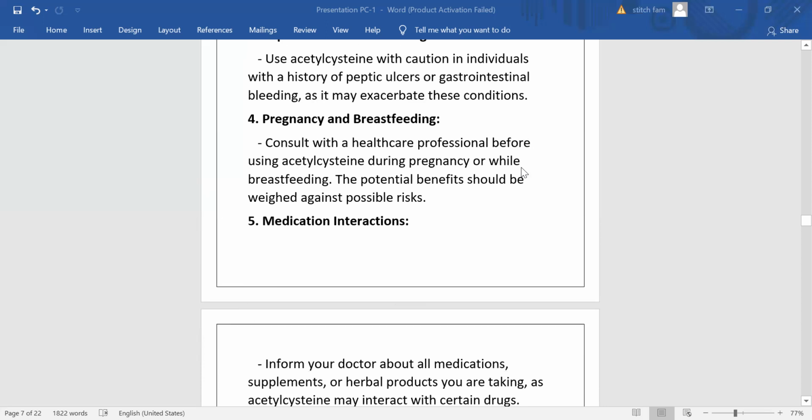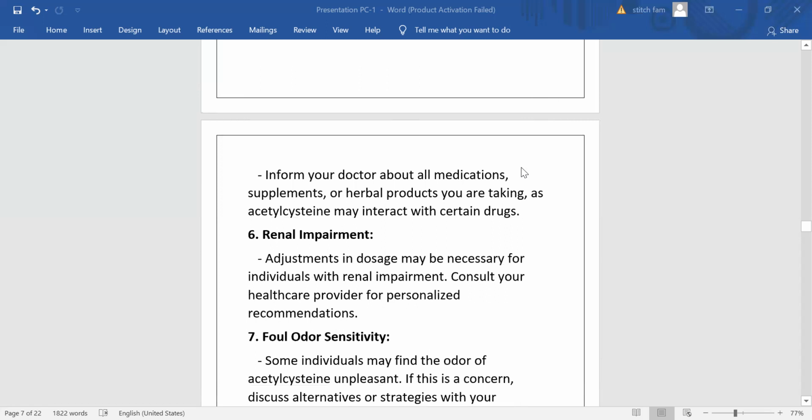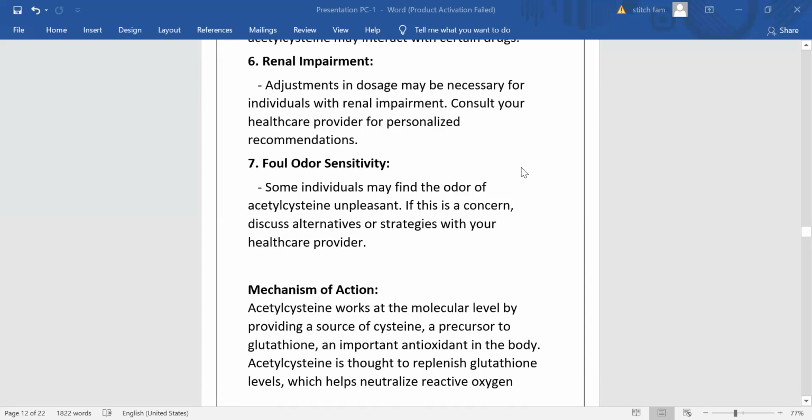Number four, pregnancy and breastfeeding. Consult with a healthcare professional before using acetylcysteine during pregnancy or while breastfeeding. The potential benefits should be weighed against possible risks. Number five, medication interactions. Inform your doctor about all medications, supplements, or herbal products you are taking, as acetylcysteine may interact with certain other drugs. Number six, renal impairment. Adjustments in dosage may be necessary for individuals with renal impairment. Consult your healthcare provider for personalized recommendations.